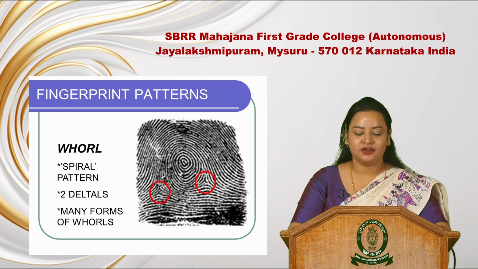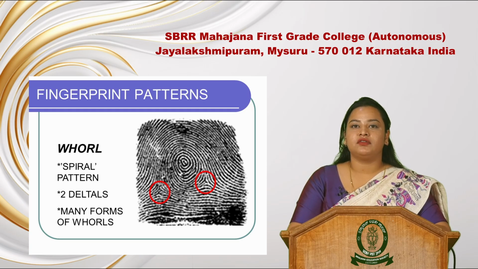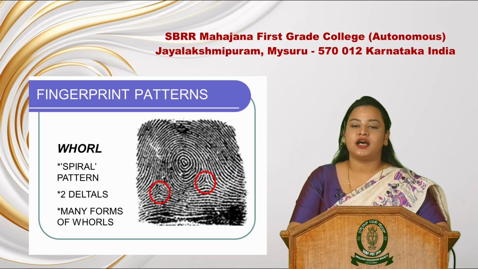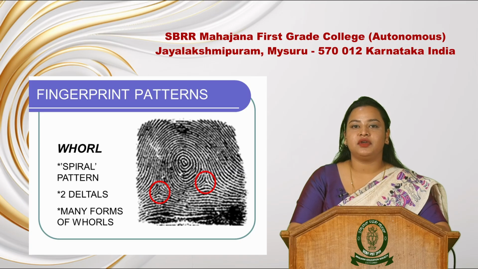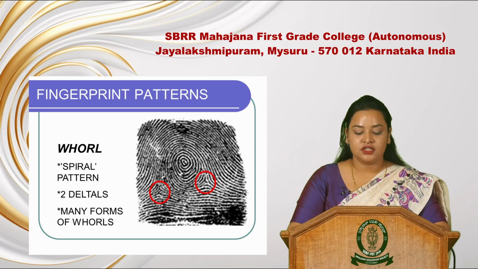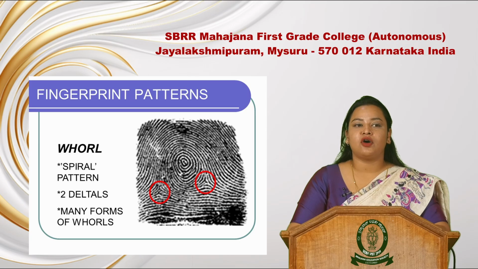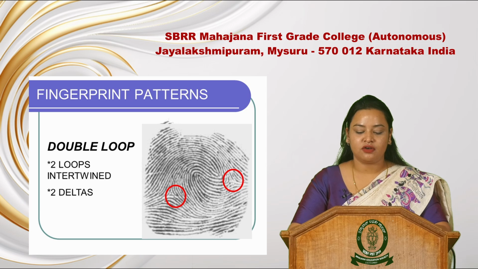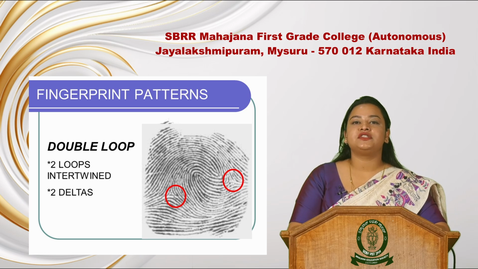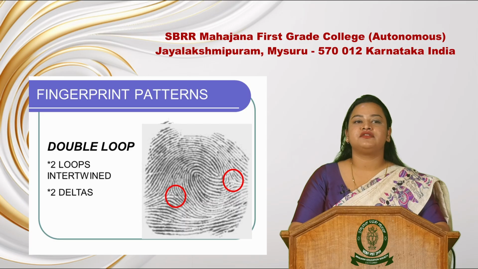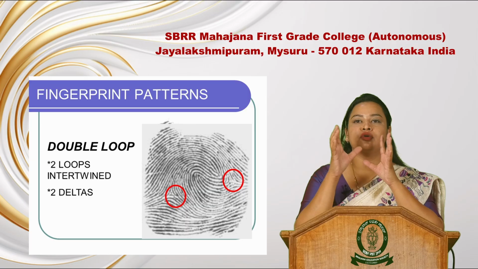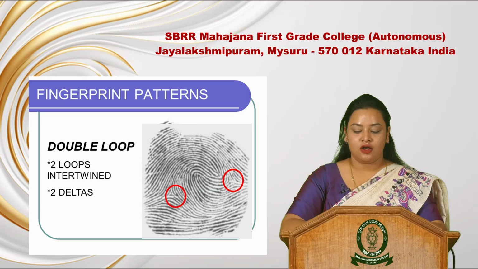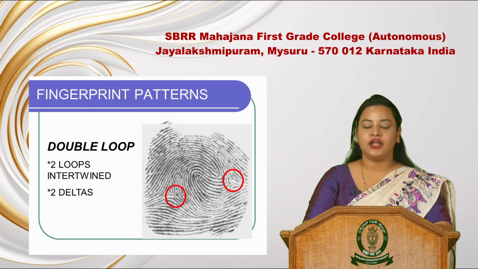And the third pattern is whorl. In a whorl pattern we can observe two deltas and also one core. And sometimes if you draw an imaginary line in a whorl form, you can observe two deltas as well. There is also another pattern we call a double loop. A double loop forms like two wrists coming together like this. Here you will observe two loops together, and it also has one delta or two deltas.